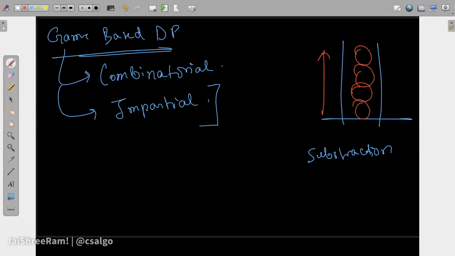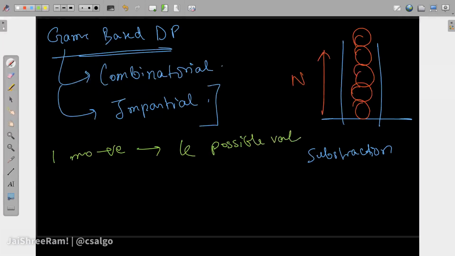n stones on a pile, and in one move you will be given k possible values, like let's say k1, k2, k3, sorry, let's call this m, km. Okay, m different possible values: k1, k2, k3, km.